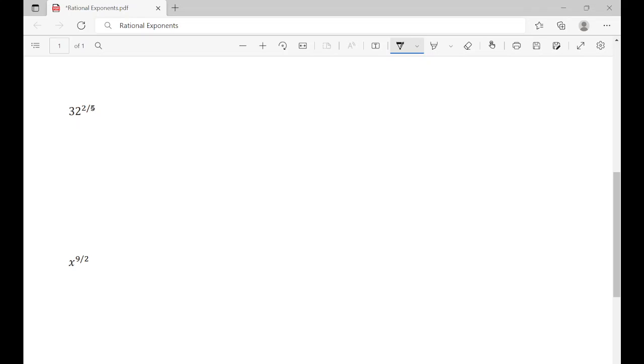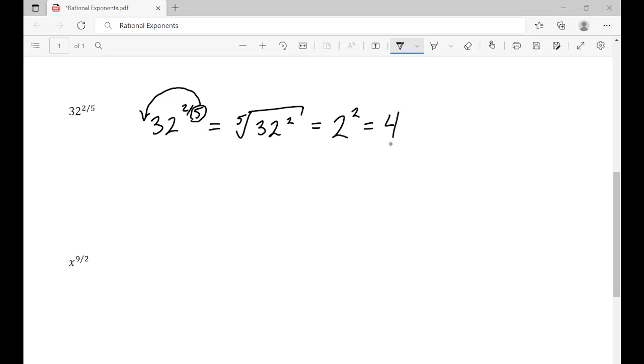Next we have 32 to the 2/5. Again, I take the denominator, which is 5, and bring it to the front and call it my index. So the 5th root of 32 squared. Again, I see what the 5th root of 32 is, and that is 2, and squared. So 2 squared gives me 4. So 32 to the 2/5 power reduces down to just 4.